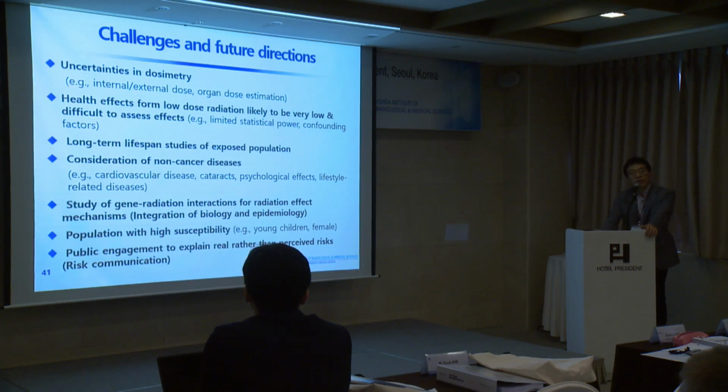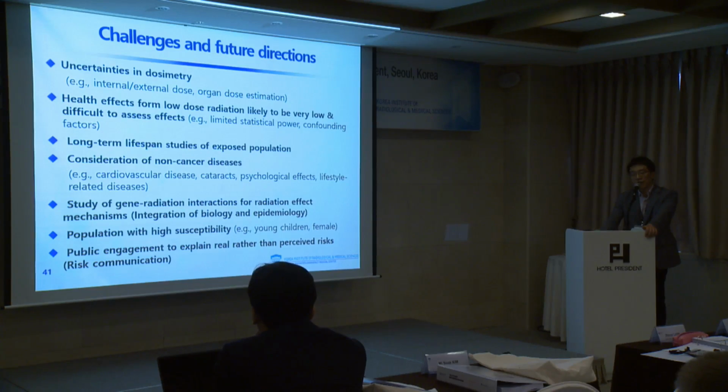Although the dose assessment for radiation fields is quite accurate compared to other harmful agents, there is still uncertainty, especially in internal dose and organ dose estimation. So there are many health physicists and biodosimetrists. We have to work together and improve those uncertainties. And the other point is that the health effect from low dose radiation is very difficult to assess, due to the limited sample size and limited information on confounding factors.